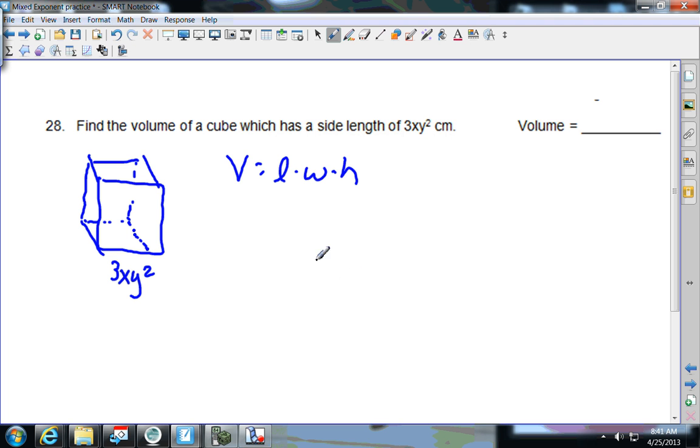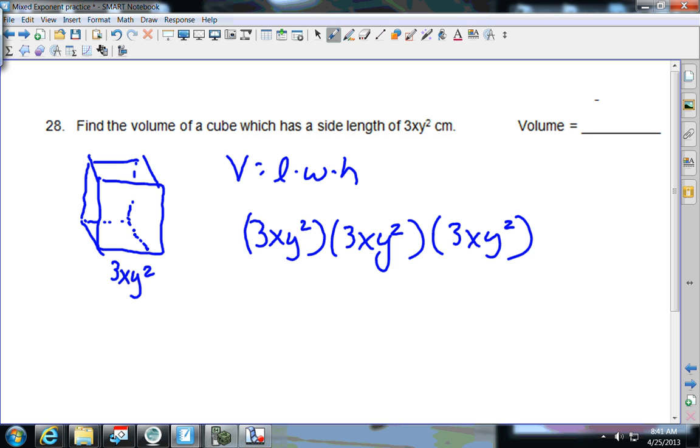Well, if all of those are the same, you can write it a couple different ways. You can do it this way: length times width times height. Or you could write it like this, since they're all the same, 3xy squared, all to the third power. Both of these things right here mean the same thing.